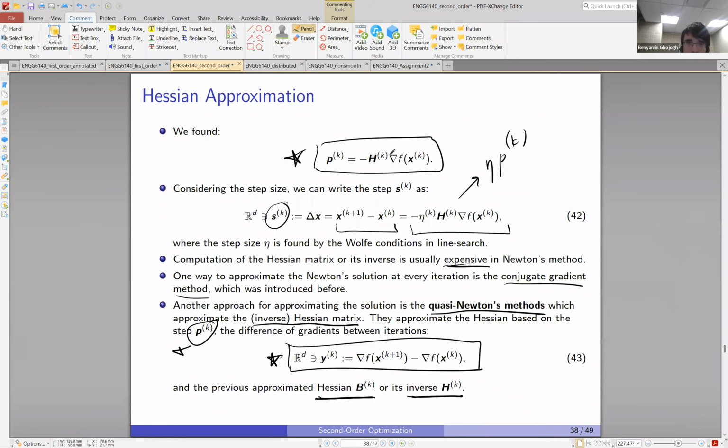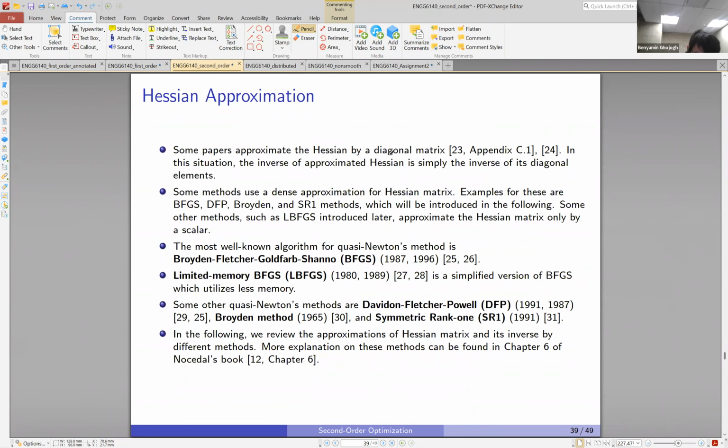Okay, let's see. Some papers approximate the Hessian by a diagonal matrix. For example, you can look at these papers. In this solution, the inverse of the approximating Hessian is simply the inverse of its diagonal matrix. Why? This is the reason. When you have a diagonal matrix, its inverse. Let it be.